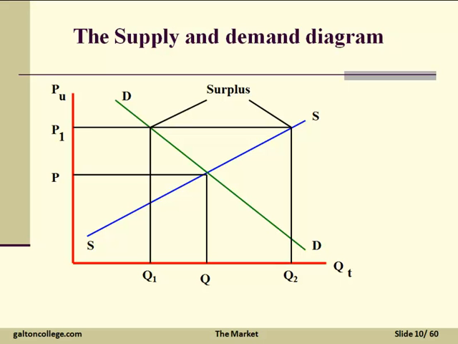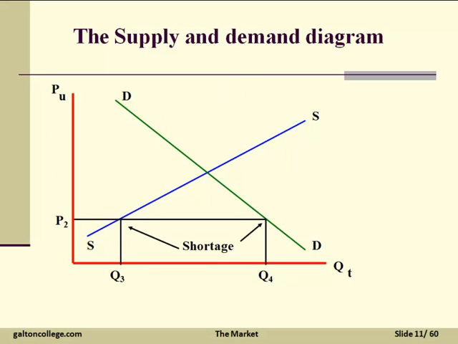We can do exactly the same thing for a price of P2 where there's a shortage. In this case, the demand is greater than the supply. At P2, the consumers want a lot of this good and the suppliers are only supplying a small amount. It's not very profitable, so the suppliers are only supplying, let's say, Q3, whereas the demand is Q4. The difference between the two is the shortage.